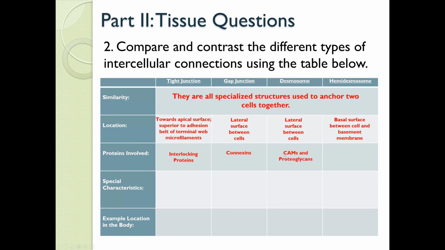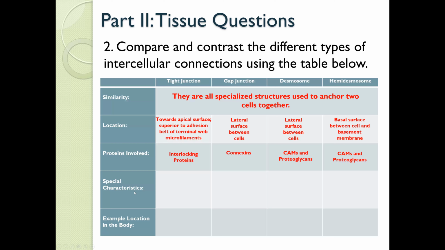Desmosomes involve CAMs, which is cell adhesion molecules, and proteoglycans. And hemidesmosomes are very similar to that. Hemidesmosomes are just located at the bottom of the cell instead of on the sides. So it has the same proteins, CAMs and proteoglycans.